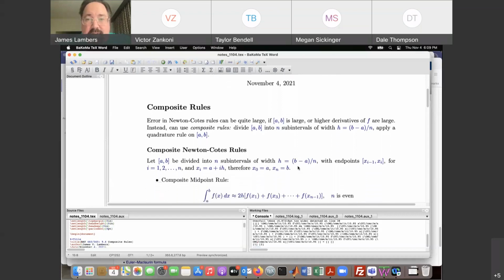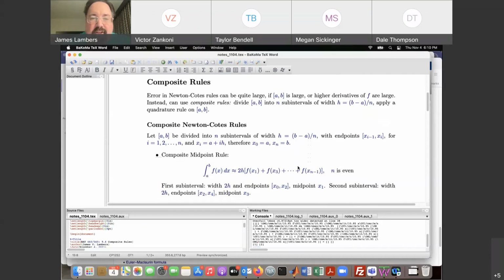So here I'll show you a few examples of composite Newton-Cotes rules. What I'm doing is dividing AB into n subintervals. So here's the width, equal width. Here are the endpoints of each subinterval. So here are the formulas for the endpoints of these subintervals using the spacing. So x0 would be a, then x1 would be a plus h, x2 would be a plus 2h, and so on, and b being the last point. All right, so n subintervals, n plus 1 points in total.